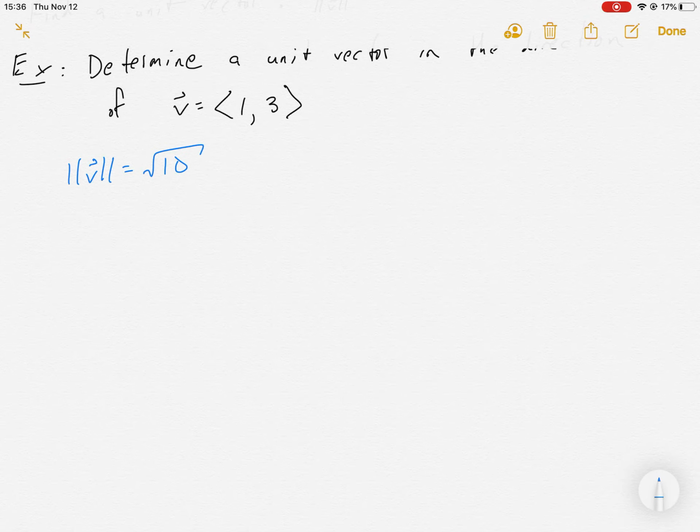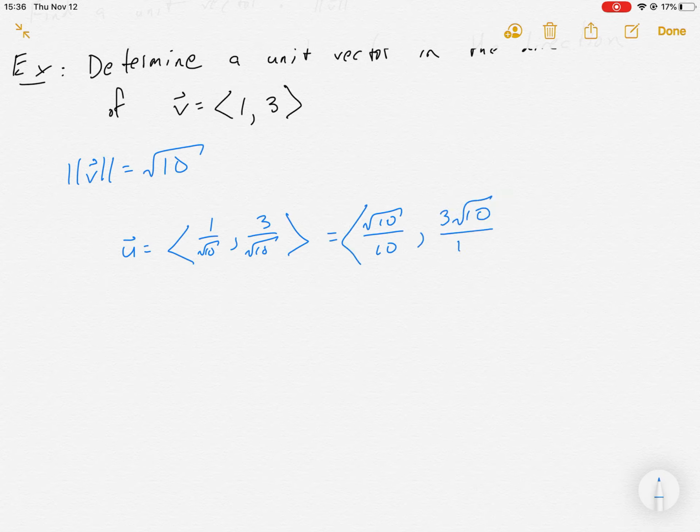So then we just divide v by the square root of 10, which is like multiplying by a scalar. So that means that my unit vector, which I'll call u, is just going to be 1 over the square root of 10, and then also 3 over the square root of 10. Let's go ahead and rationalize the denominator as well, just to get more practice with that. So I'm going to multiply the numerator and the denominator of each of these by the square root of 10. And so then this would be my unit vector in the direction of that v vector originally.